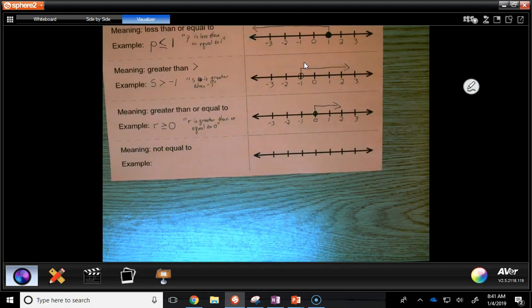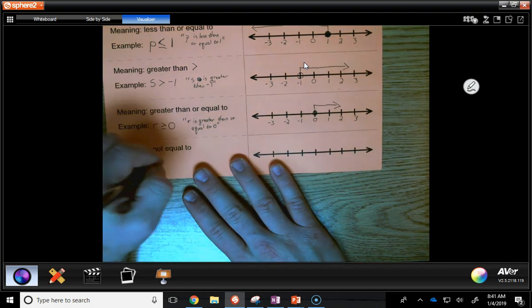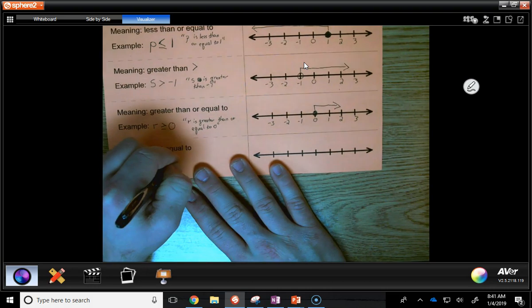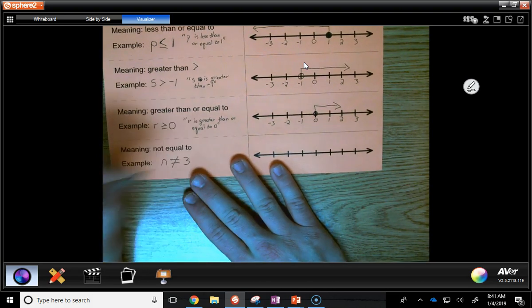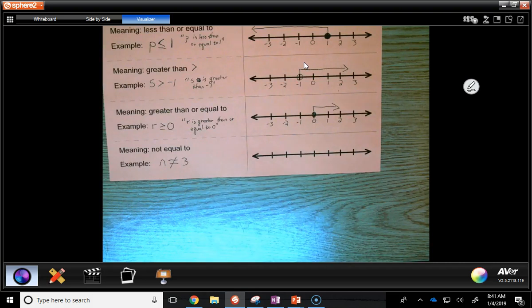Not equal to. And we have times where this happens. So I'm going to say n is not equal to 3. Meaning, hey, my answer can be anything. Give me any number except for 3. I do not want you to say the number 3. How do you think I would graph this? Let's think about this first. Would it be an open dot or a closed dot?